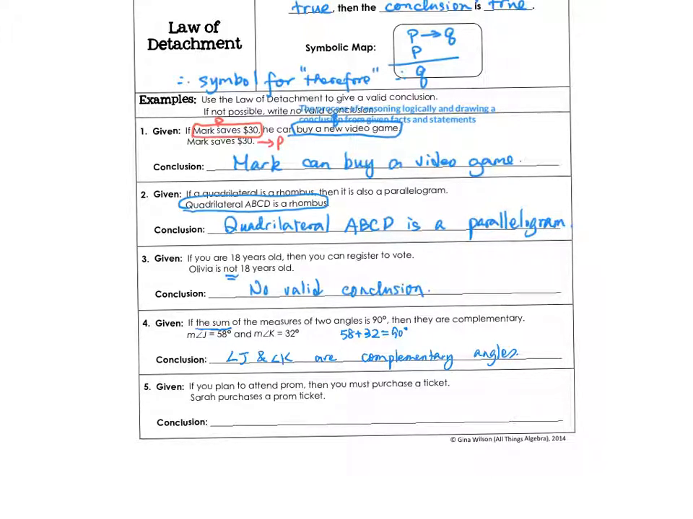Okay. Number 5, if you plan to attend prom, then you must purchase a ticket. Sarah purchases a prom ticket. Okay, notice that this is Q. This is not P. So we cannot use the law of detachment to draw any valid conclusions. So the final answer is no valid conclusion.